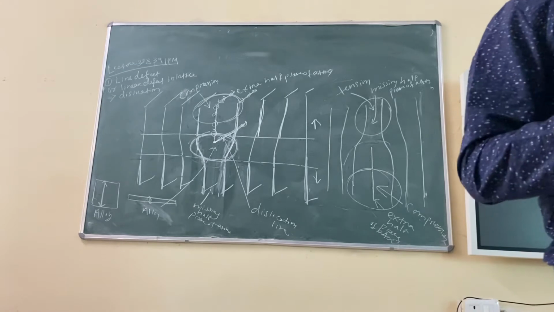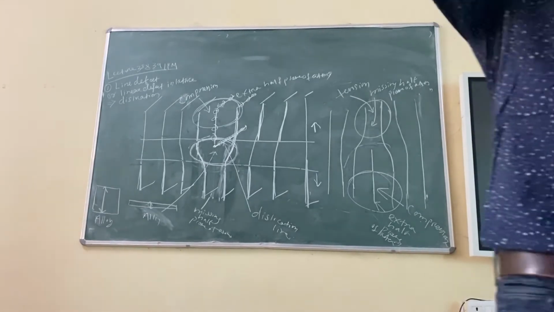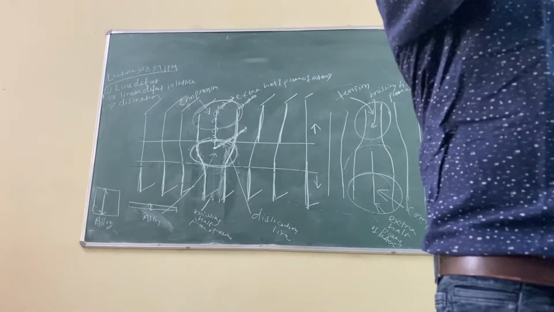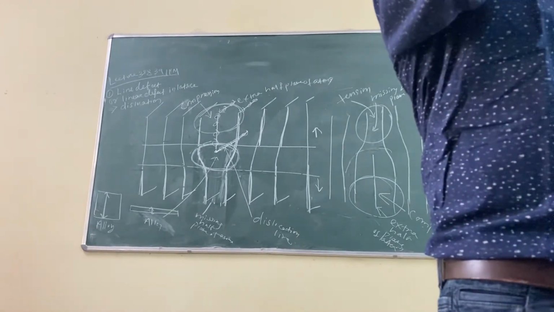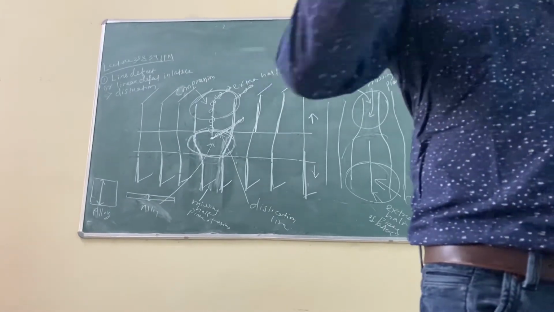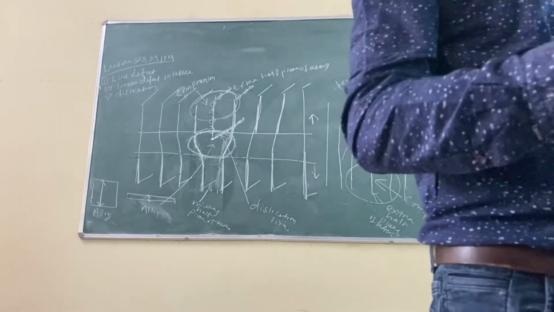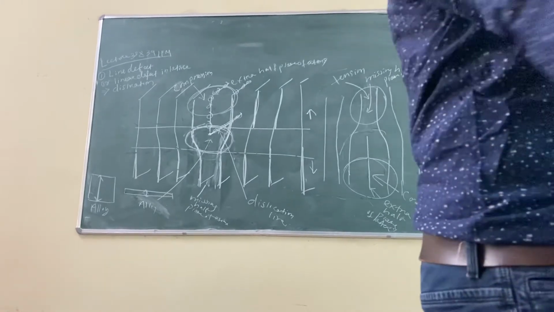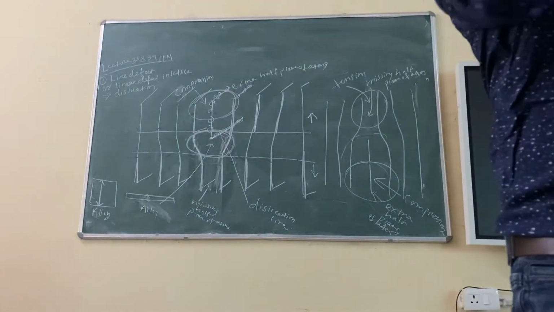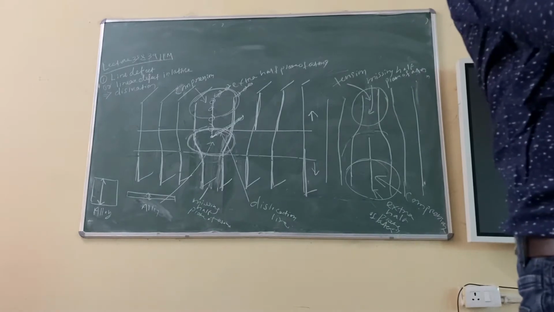So what is exactly happening? The bond length will only increase. If you release the load, it will come back again to the original positions, right? So in elastic deformation, bond length will only increase, right? There is no breakage of bond. But in plastic deformation, the bond will break completely and the extra half plane of atoms will move one by one, right? But in elastic deformation, if you release the load, again it will come back to its original shape.